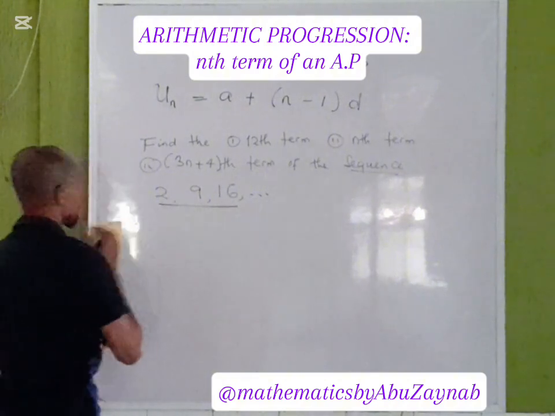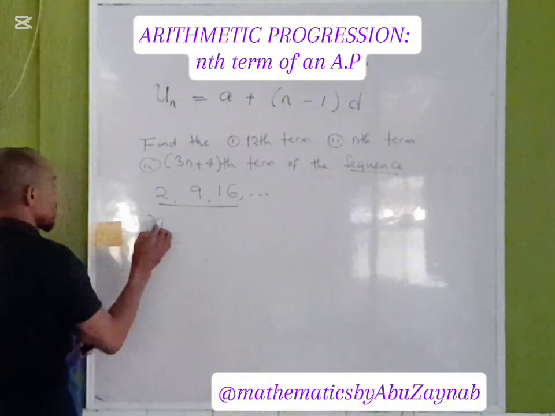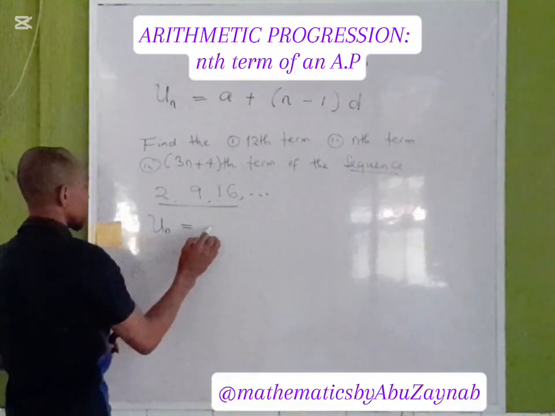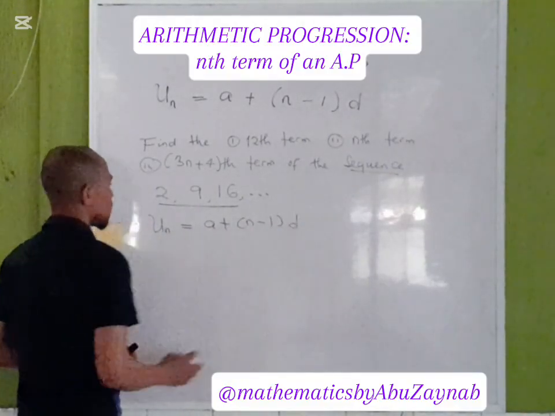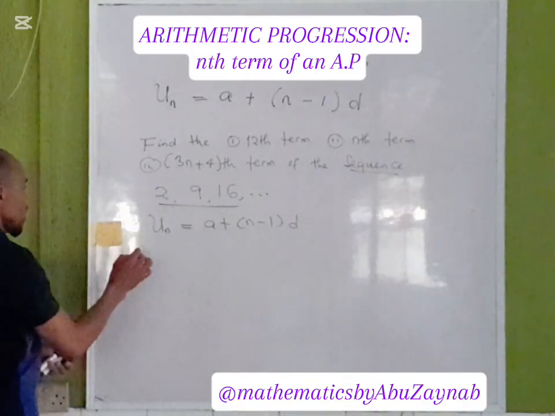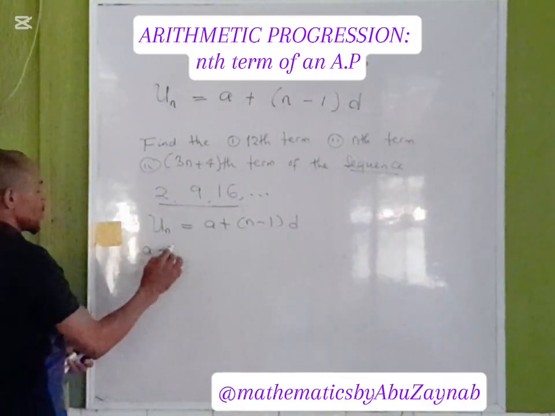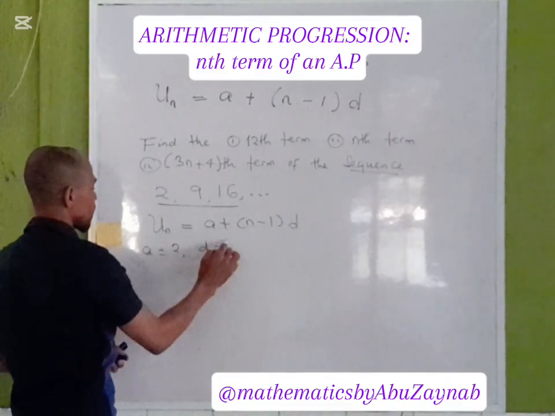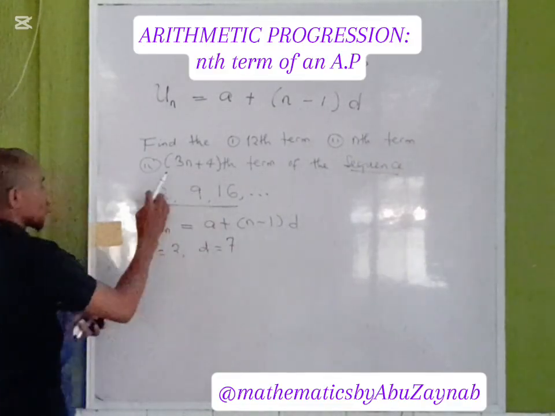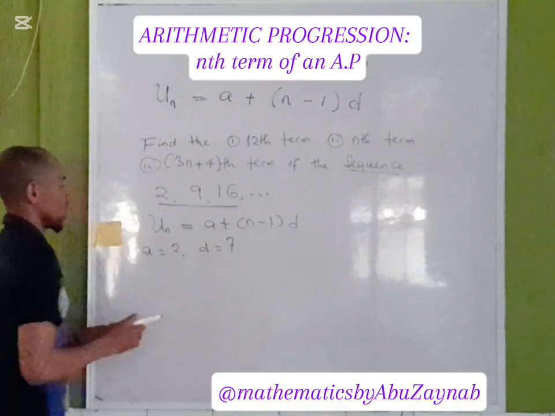Then we are safe to use the formula for the nth term of an AP, which is Un equals A plus n minus 1 D. So listen, parameters here, we have A, which is the first term, 2, and D, the common difference, is 7. How? 9 minus 2, and then 16 minus 9.